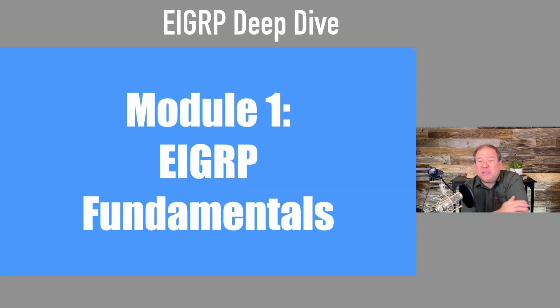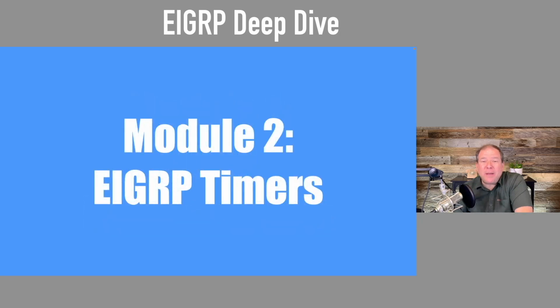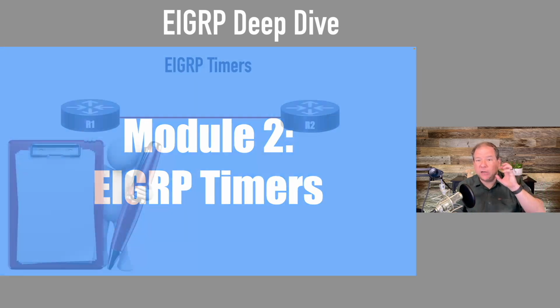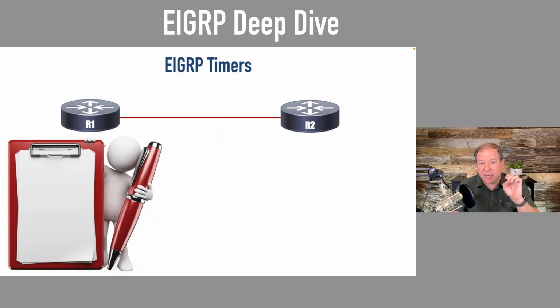Now, that wraps up this high-level overview of EIGRP fundamentals. Next up, let's talk about timers. Because when we've got a couple of EIGRP routers and they're talking to one another, they need to make sure that neighbor is still up and available. They need to initially form a relationship with that neighbor. And that is done through hello messages that are sent out to those multicast addresses we were talking about earlier. We've got a couple of timers.